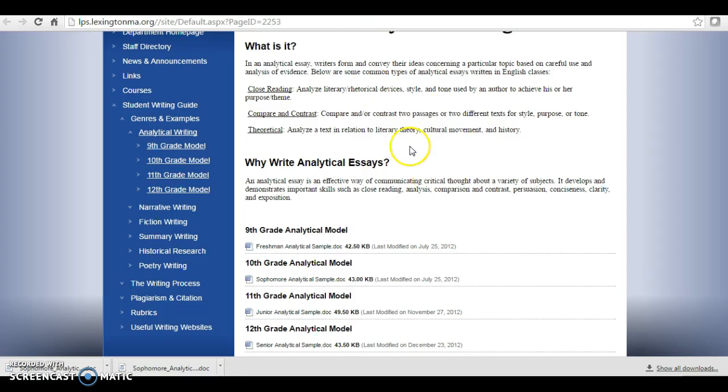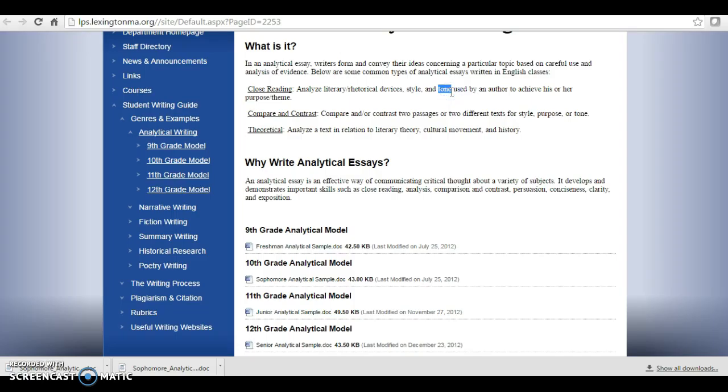So to write an analytic essay, you're being asked to do a few different things. To read closely, first of all, to understand what is being said, so comprehending it on one level, but then on another level to analyze the literary devices, symbolism, foreshadowing, the style, the way in which it's written, how it's being communicated, kind of the voice of the author.